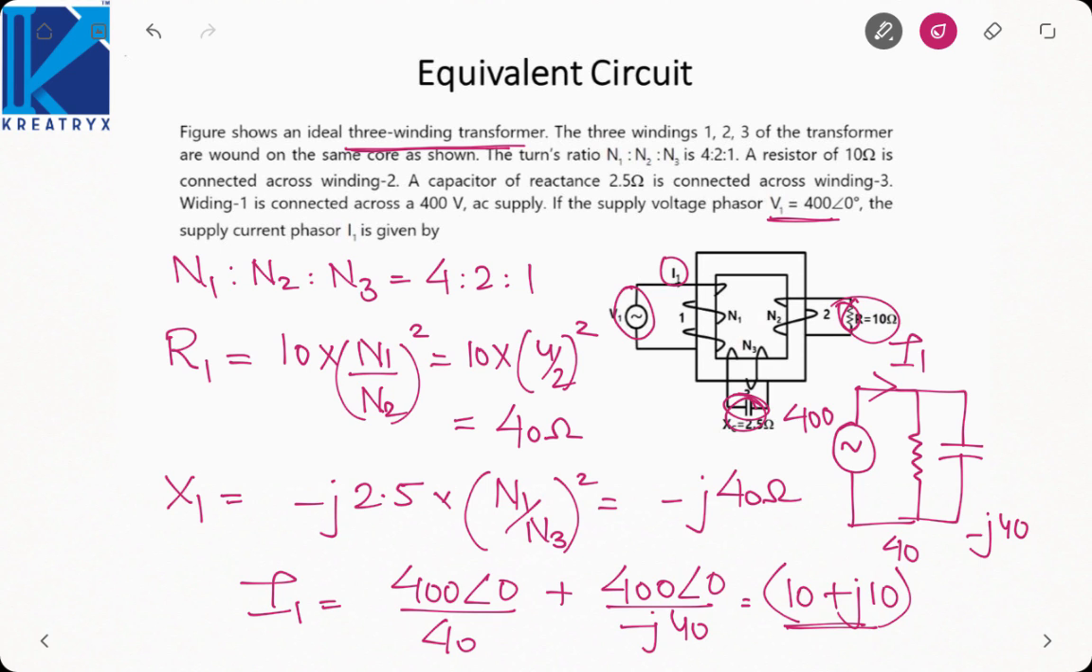Okay. So the critical point in such kind of problems is determining the connection of individual impedances when they are referred to primary. So see their orientation with respect to the winding. Are they connected in series with the winding or parallel to the winding? If they are in parallel to the winding, while referring also they will be parallel. If they are in series, they will be in series.